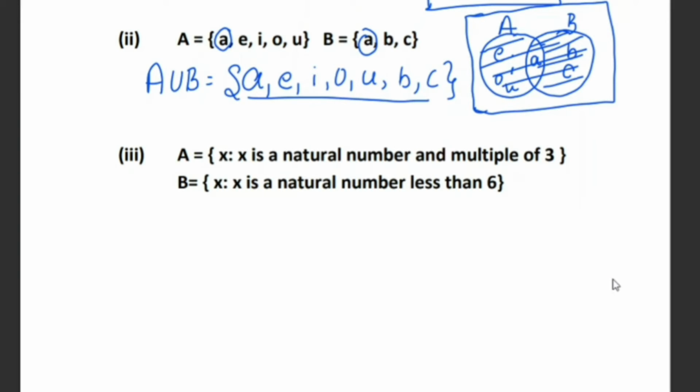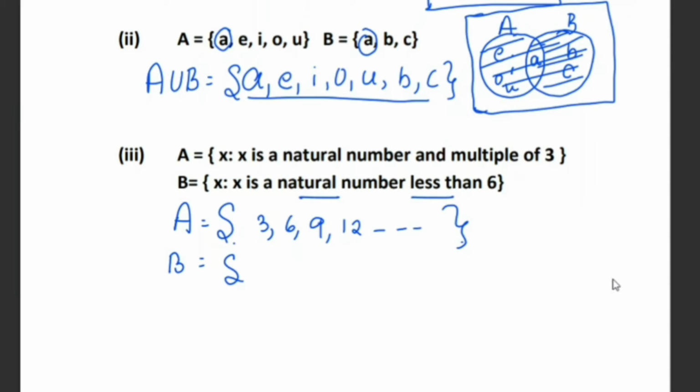X is a natural number and multiple of 3. So A should be 3, 6, 9, then 12, and so on. Then B should be X is a natural number less than 6. So natural numbers less than 6 are 1, 2, 3, 4, 5. Less than 6, so 6 is not included.